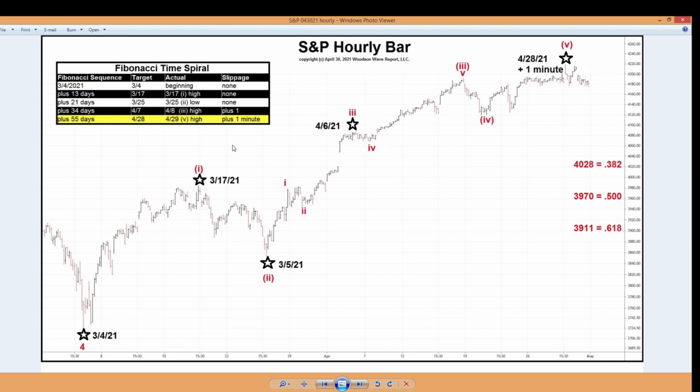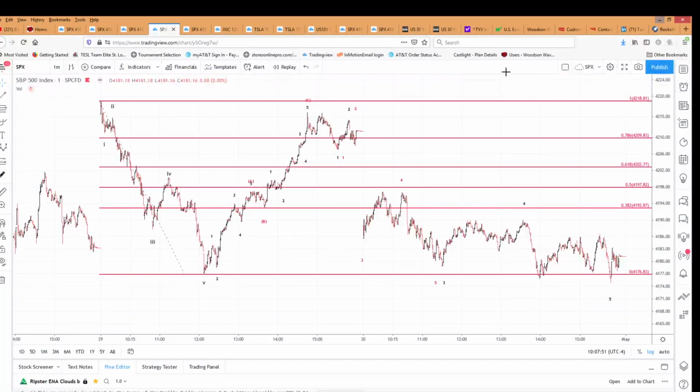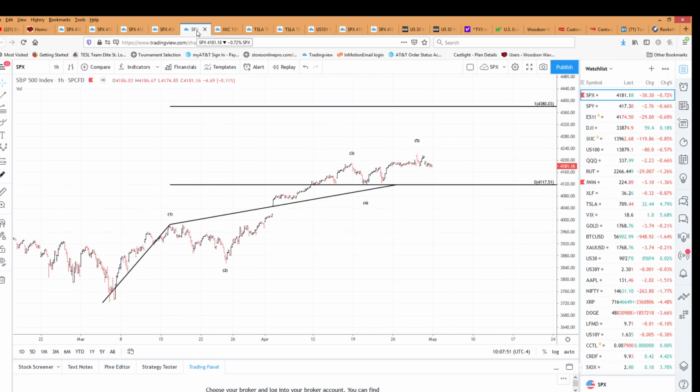You get a time spiral that goes from beginning of March to the end of April, and you get a slippage of 1 minute over a period of 2 months. That's pretty darn accurate. We'll see how this continues to play out. Obviously, the next few days and week is very important, okay? And we don't need to worry about the hourly there.